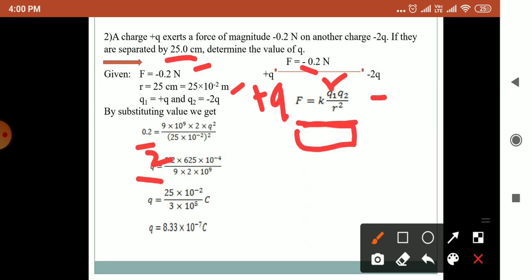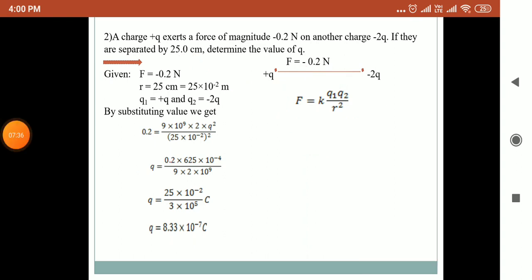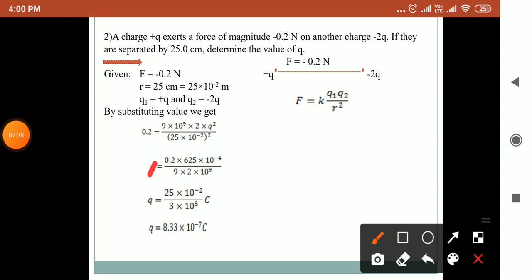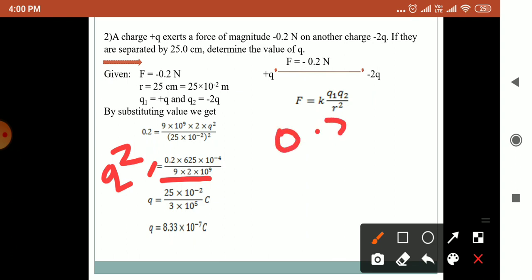So by putting these values in terms of Q square, this term is Q square equal to 0.2 into 625 into 10 raised to minus 4 upon 9 into 2 into 10 raised to 9. Here we can directly convert this: 0.2 upon 2 will give 1 upon 10.